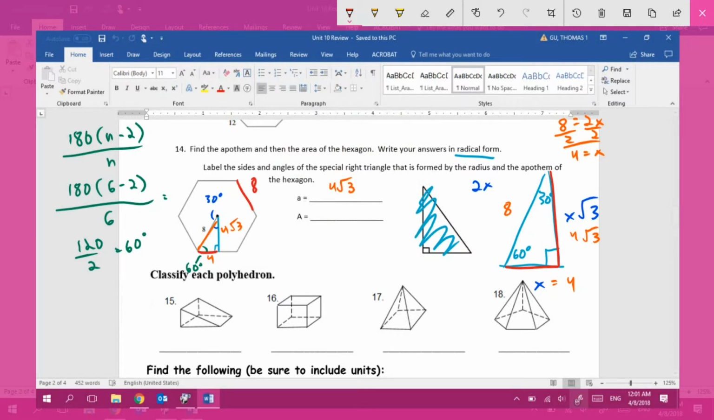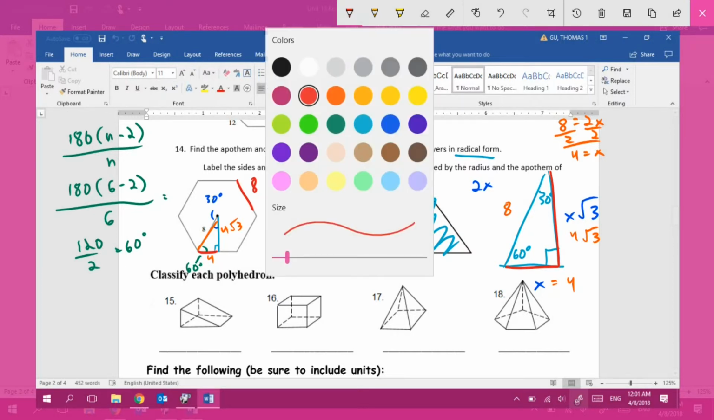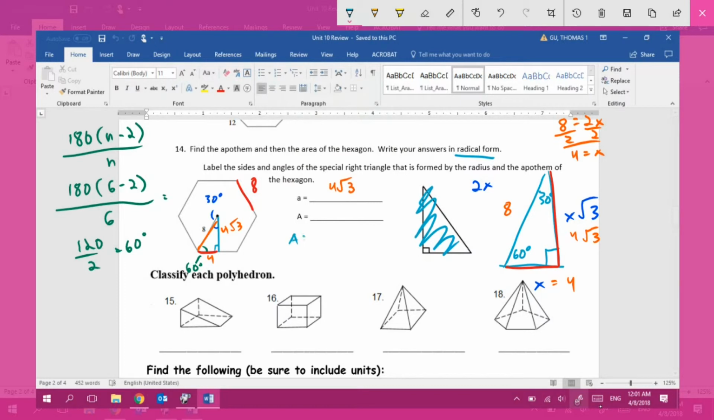Okay, so let's use the formula then. Area equals 1/2 of the apothem times the perimeter. My apothem is 4 square roots of 3. And my perimeter is going to be 8 times 6 because there's 6 sides. So 8 times 6, that's 48.